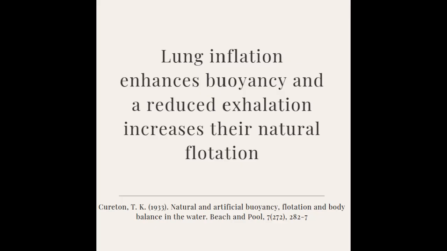Additionally, the learner is encouraged to take controlled breaths, as Kyoton's research shows that lung inflation enhances buoyancy and a reduced exhalation increases their natural flotation. Now, while the extent of the benefits this has on one's buoyancy varies depending on the swimmer's anatomy, its influence should be considered while breathing.